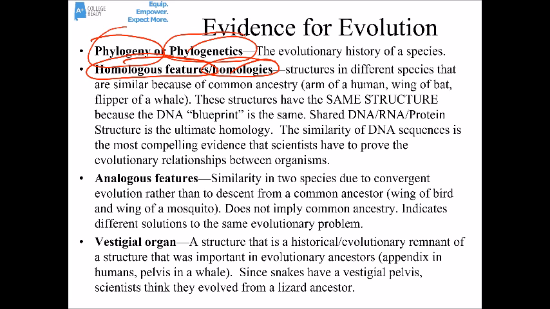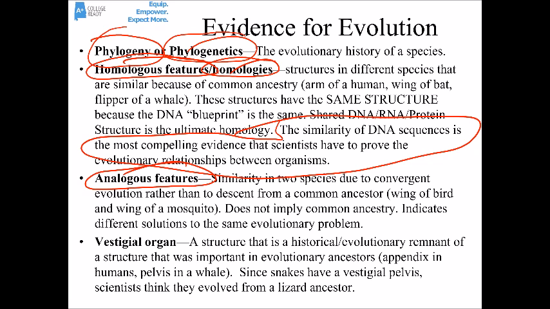And the DNA is similar because it all came from a common ancestor shared between the human, the bat, and the whale. So DNA is sort of the ultimate homology. It's the shared genetic code of essentially all of life. Shared RNA, shared protein structure, all of those can be thought of as homologies. But if asked to give the most compelling evidence of evolution, the similarity of DNA sequences across life is by far the best evidence.